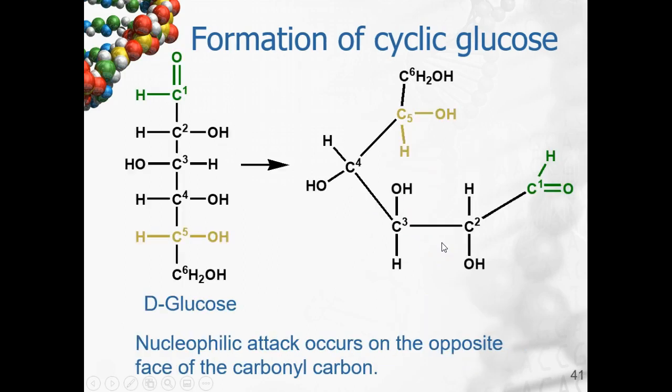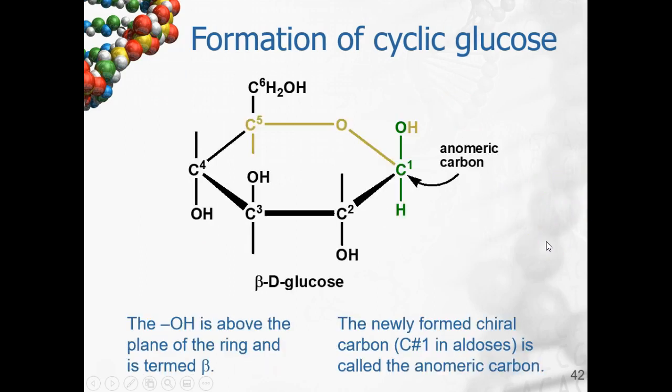But suppose, I'm not so great at animations, but suppose the nucleophilic attack occurred on the opposite face of the carbonyl carbon. And again, this oxygen is going to form a bond with that carbon, and this hydrogen over here is going to end up being bonded to that oxygen right there. So we again get a cyclic structure, but now the OH is above the plane of the ring.